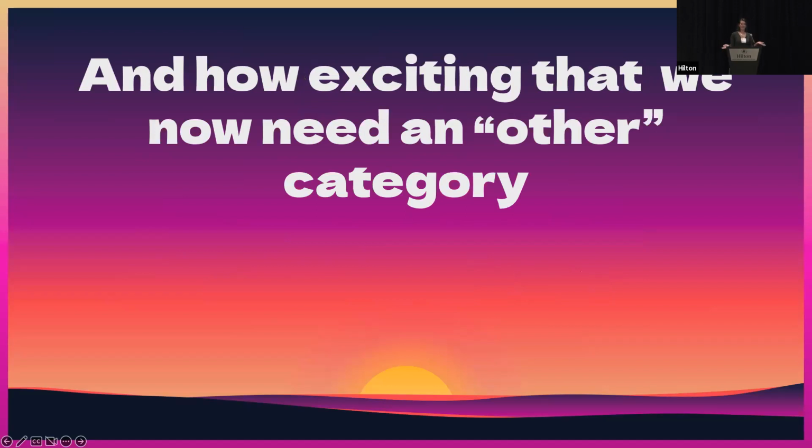And how exciting that we needed an other category, a miscellaneous in our schedule, right? We have advanced to the point, we have grown and integrated so much with the astrophysics community that there are now talks that fall outside of the traditional kind of silos of what EPRV means. I think that's a really interesting and exciting development for us.